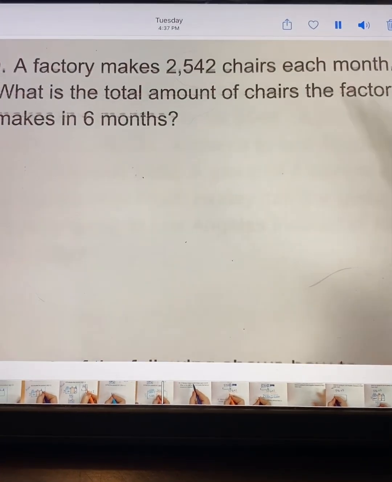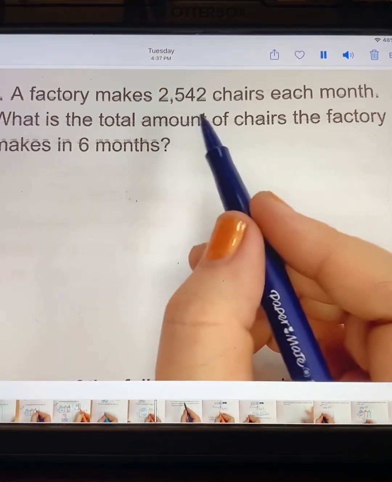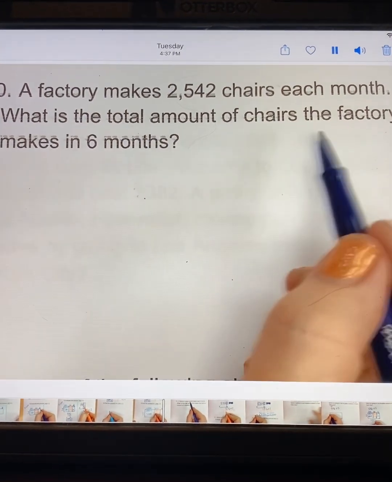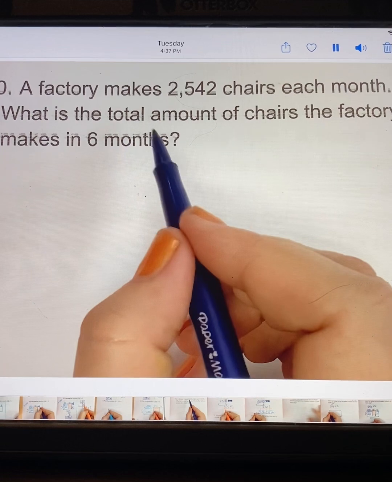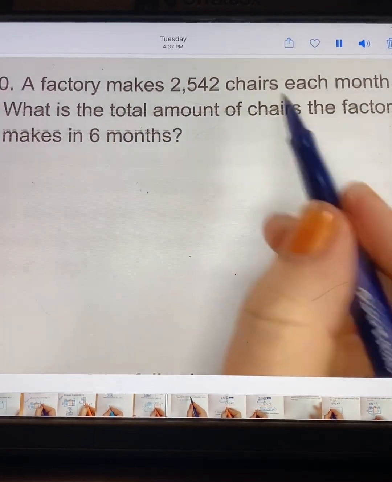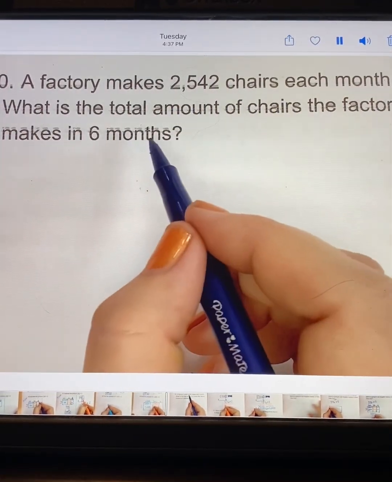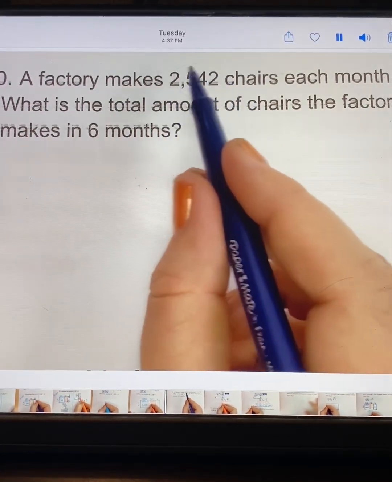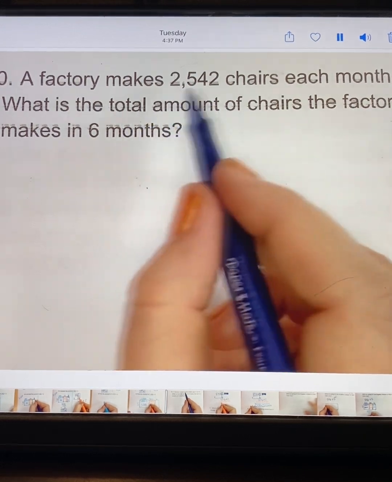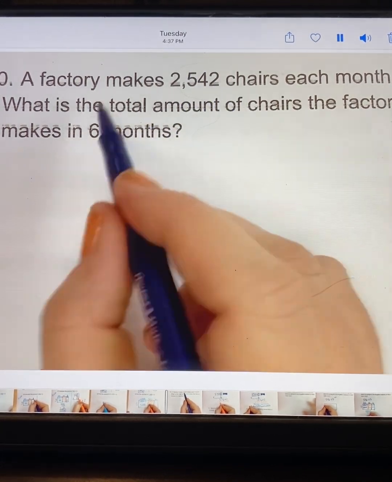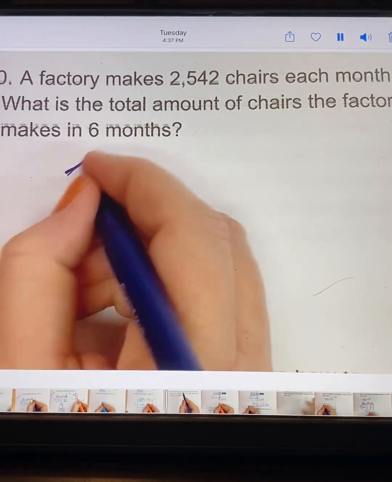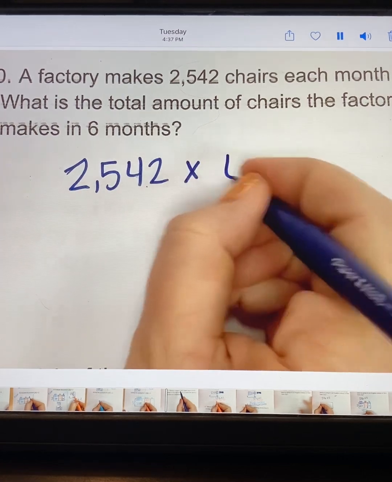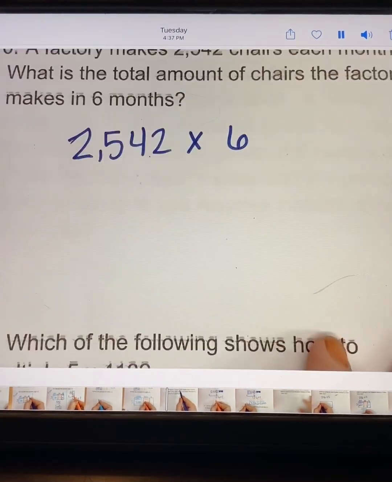All right, number 10. A factory makes 2,542 chairs each month. What is the total amount of chairs the factory makes in 6 months? Okay, so we're trying to figure out how many chairs a factory makes in 6 months. And I know that each month they make 2,542 chairs. So I'm going to multiply 2,542 times 6. Let's do this one with partial products.